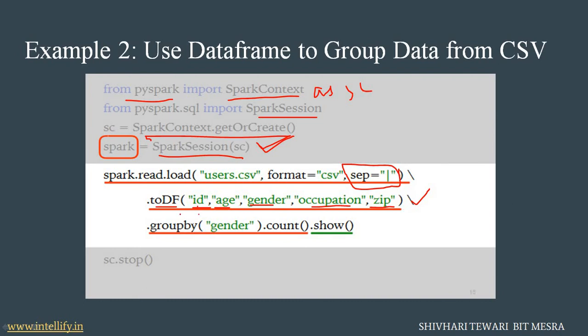Then how are we going to group it, or how are we going to show it to the user? So here we will use the groupBy command. The groupBy command is used to group the data by gender, and then we will use the count function to collect the data, and then the show function to show the table to the user, and then we will use the last command, which is sc.stop, to stop the whole process. So this is how we will use the data frame to group data from the given CSV file.